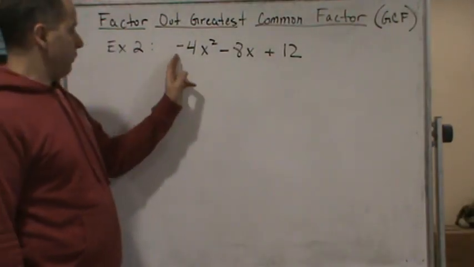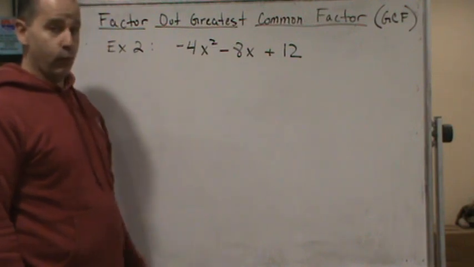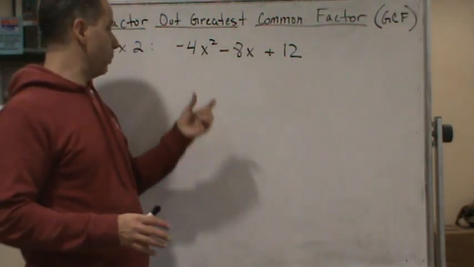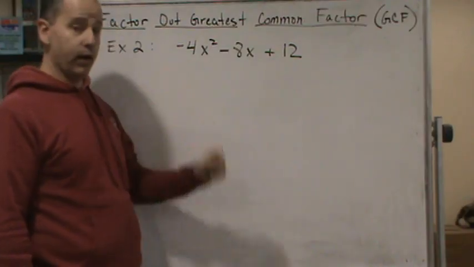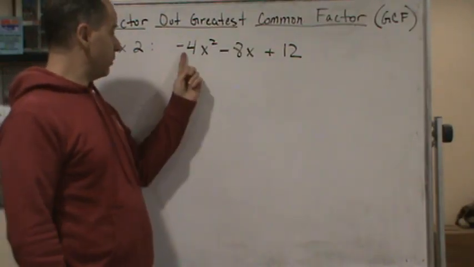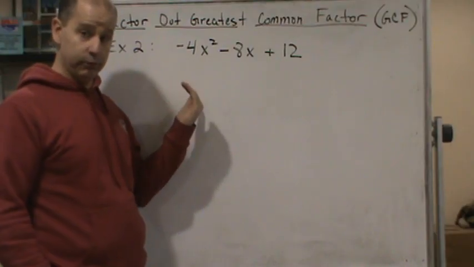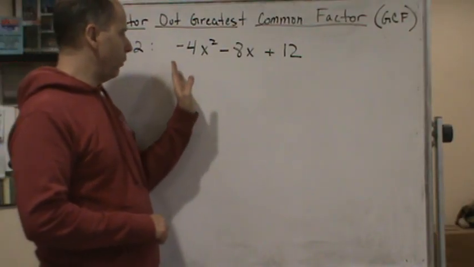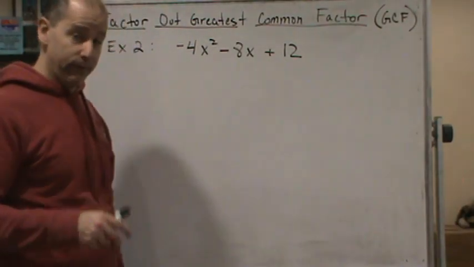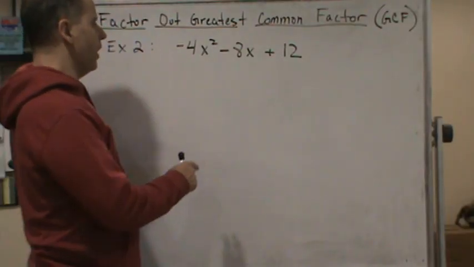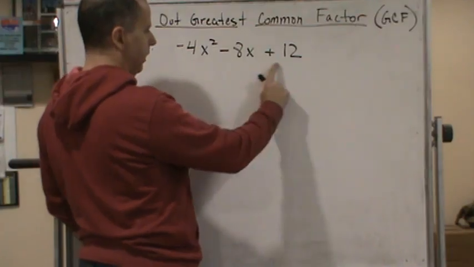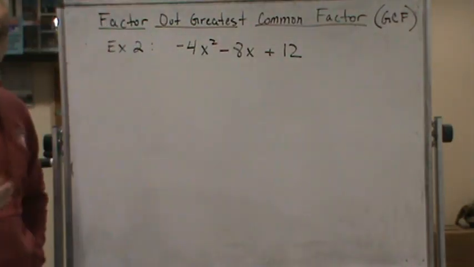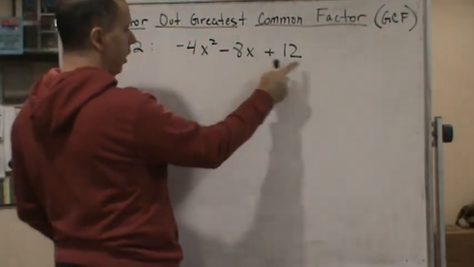Now, in this case, we've got a negative leading coefficient. What we normally do is we don't typically like to have negative numbers here. So one of the things we can do is factor out a negative, okay? When you look at the greatest common factor, again, we look at the biggest number that will divide all three numbers. In this case, it's 4, right? 4 will divide all of them.